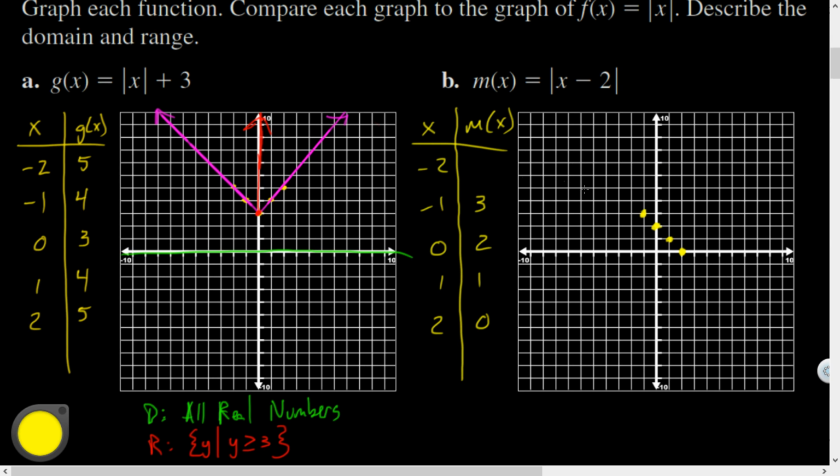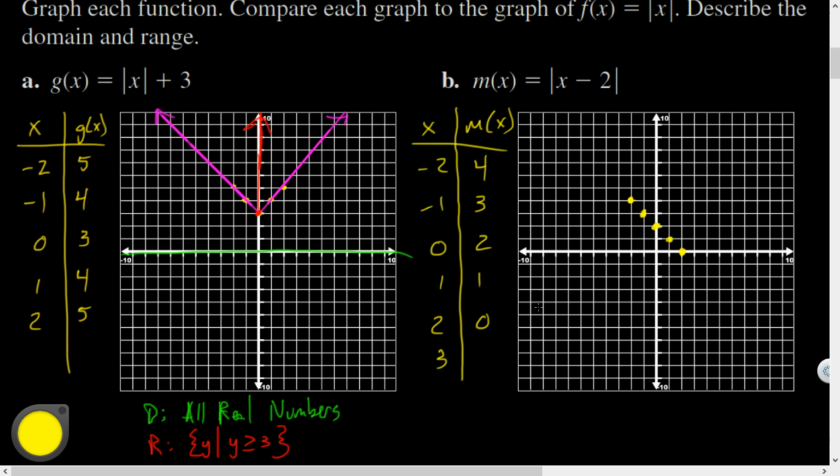What do you guys think? Well, let's see. We'll do -2 and see what happens. -2 minus 2 is -4, and the absolute value of -4 is +4. So -2 and then up 4. Where do you guys think? I still don't know where my vertex is. Should I try one more point?